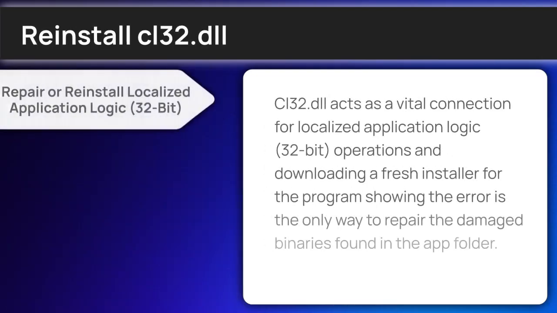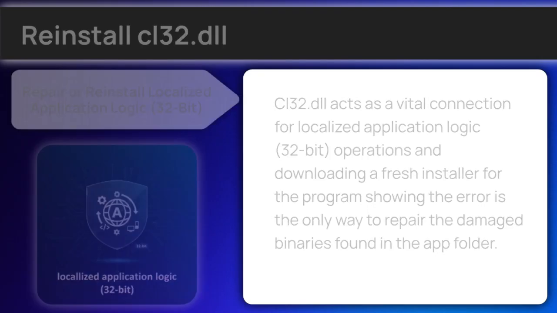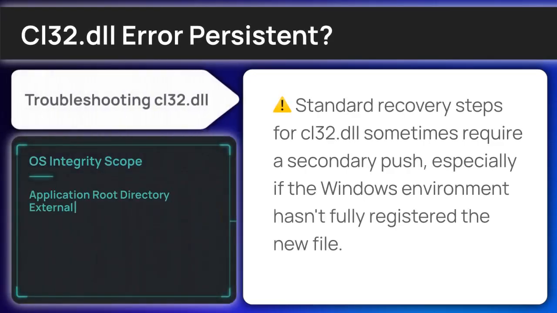cl32 acts as a vital connection for localized application logic 32-bit operations, and downloading a fresh installer for the program showing the error is the only way to repair the damaged binaries found in the app folder. If that initial setup didn't clear the pop-up, let's examine the specific initialization sequence assigned to your application's directory.